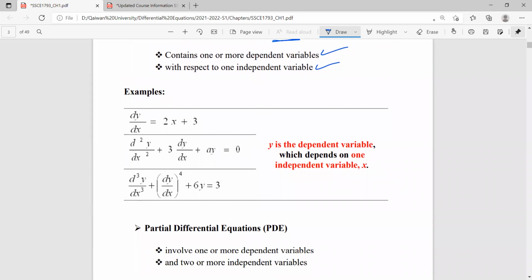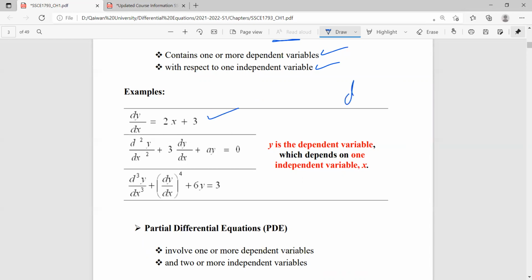As you see here, this is an ordinary differential equation. Its order is 1. Order is the highest derivative in the equation. Here we have dy by dx, this derivative, equals 2x plus 3. This is an ordinary differential equation. And here, y is the dependent variable, and x is the independent variable.